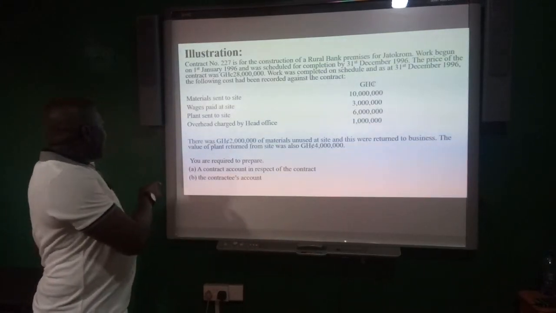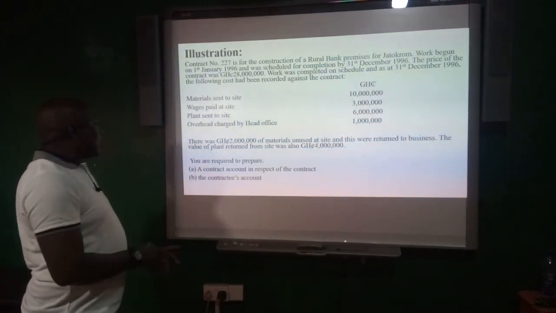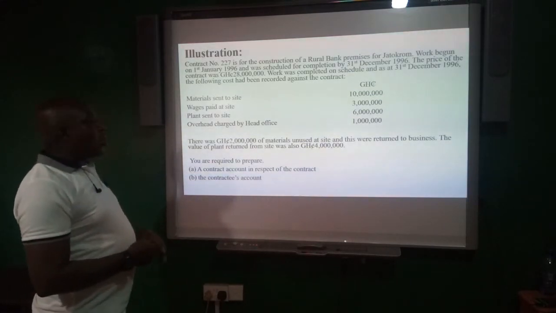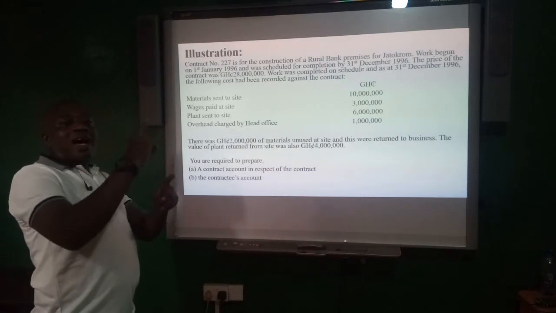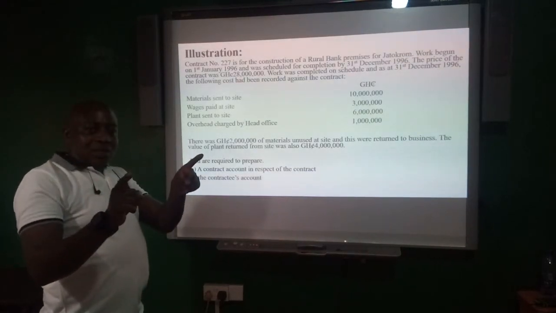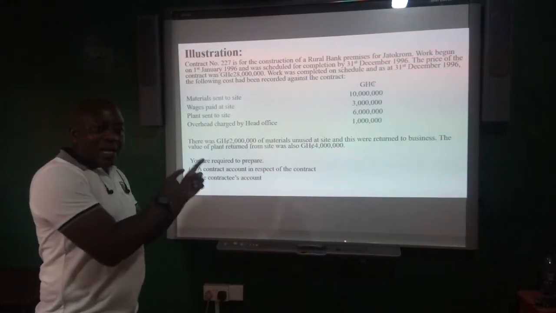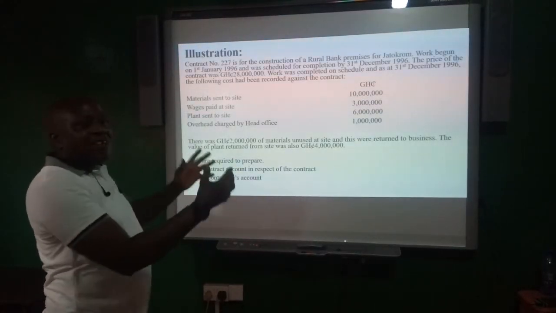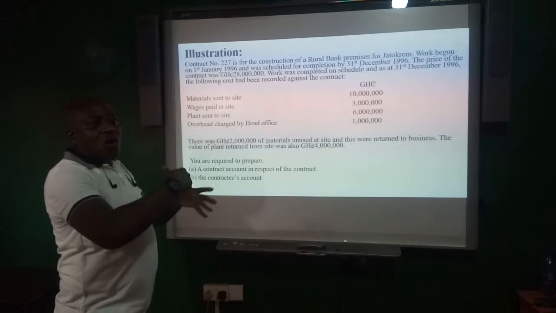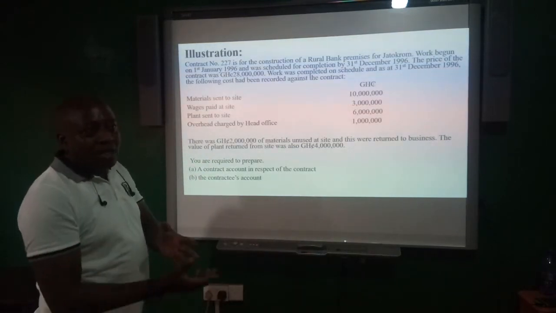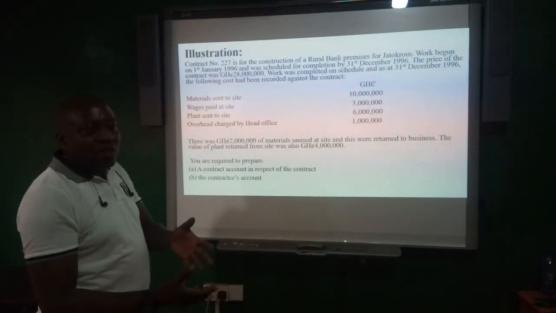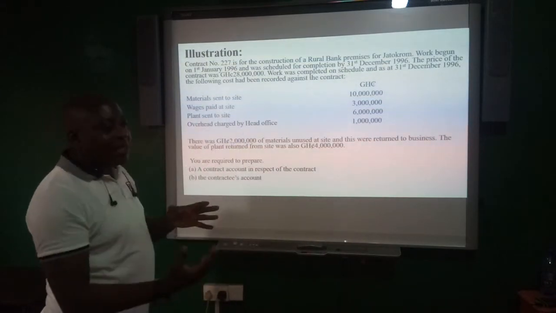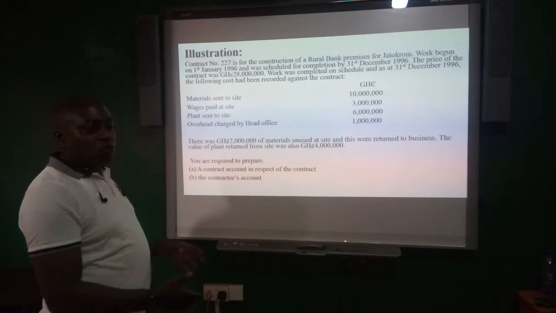You are required to A, prepare a contract account in respect of the contract and also the contractee's account. So I want you to go over and look at the format. As I showed you earlier on, you debit all the cost of the contract, and if there are materials or the plant is not exhausted by the cost of the value of the plant at the end of the contract, you credit them and then you debit all cost to the contract.